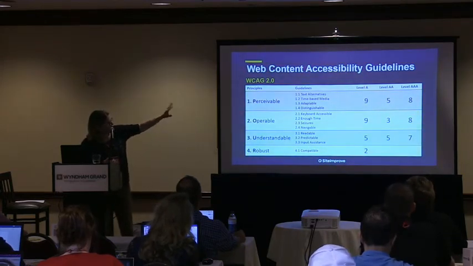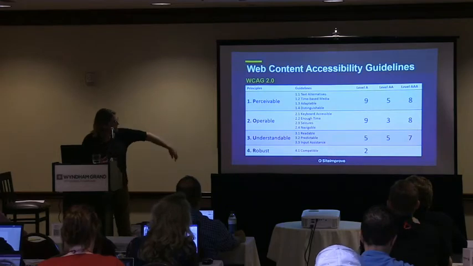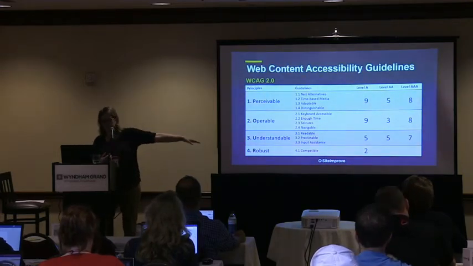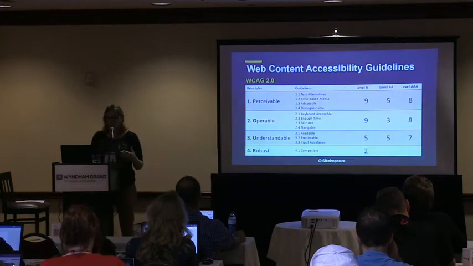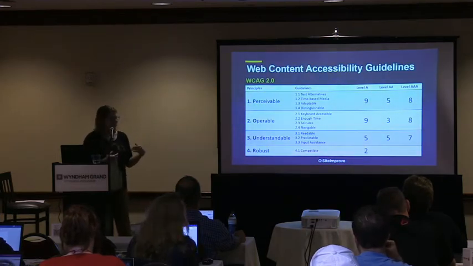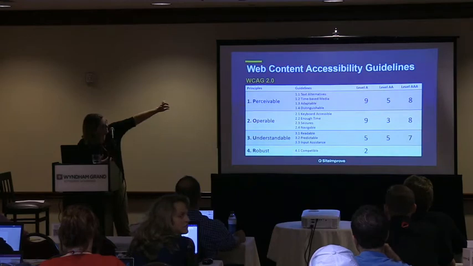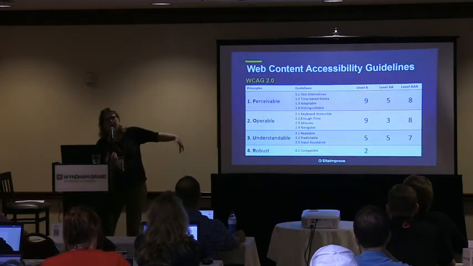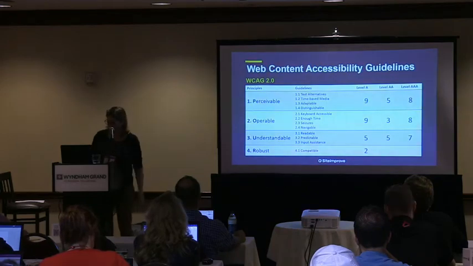Basically, it has 4 principles: perceivable, operable, understandable, robust. It's broken down into guidelines, and then those guidelines are broken down into levels. In general, you're aiming for level AA. Some people think that means they only have to adhere to the ones under AA, but it really means you have to do all of A and AA. So just keep that in mind.